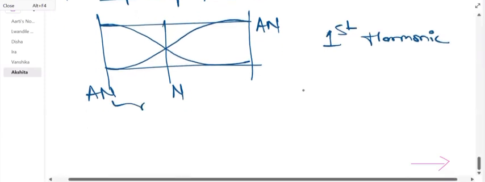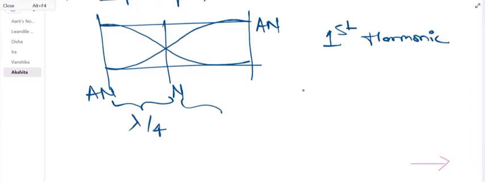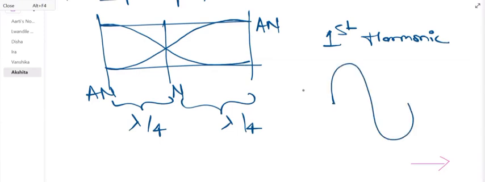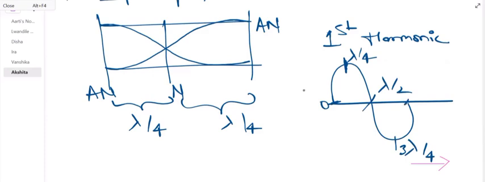Okay. So between one antinode and node, you will have lambda by 4 length. This is also lambda by 4 length. How did I do that? This is my wave. This is 0. This is lambda by 4. So from one node to one antinode, it is lambda by 4. Then it is lambda by 2. Here it is 3 lambda by 4. Here it will be 1 lambda.